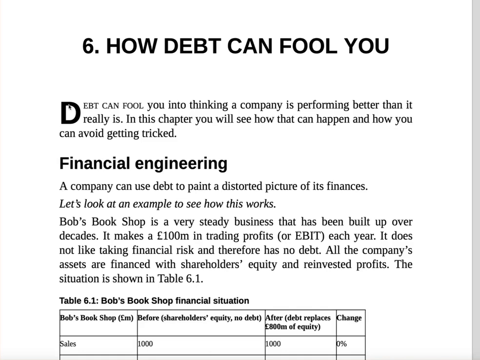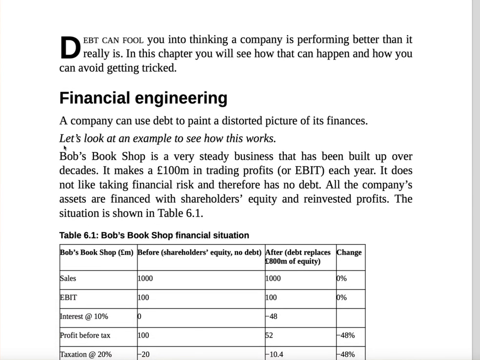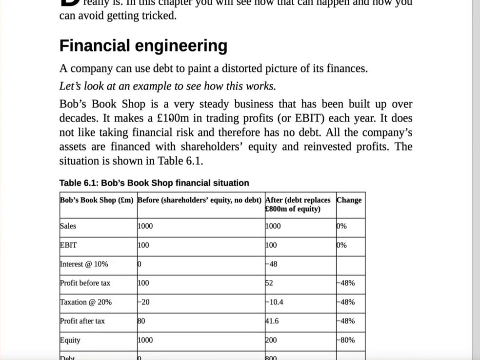Okay, chapter 6 is actually a very simple chapter, nothing much in it, and it says how we compare the numbers: what happens if we are taking debt and what happens if you're not taking debt. So here is given an example of a bookshop which makes 100 million in trading profits, in pounds because this is a UK exam book, Bob's Bookshop.